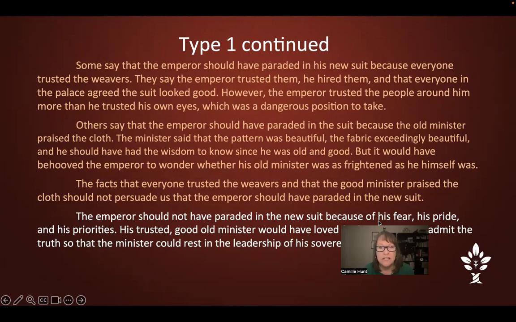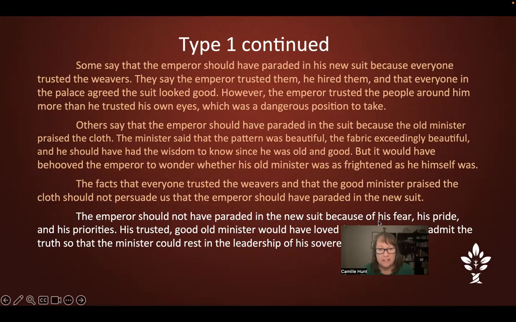So those are our three supports. However, the emperor trusted the people around him more than he trusted his own eyes, which was a dangerous position to take. Others say, second counterproof, that the emperor should have paraded in the suit because the old minister praised the cloth. And this is true, the three supports. The minister said the pattern was beautiful, the fabric was exceedingly beautiful, and the minister should have had the wisdom to know since he was old and good. But it would have behooved the emperor to wonder whether his old minister was as frightened as he himself was.